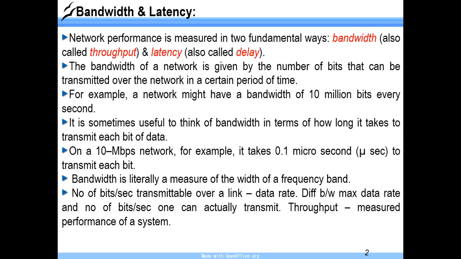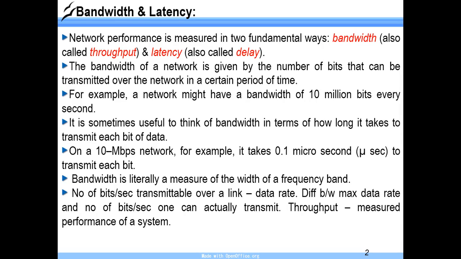For example, if a telephone line supports a frequency band ranging from 300 to 3300 hertz, then it is said to have a bandwidth of 3000 hertz, 3300 minus 300. Bandwidth in this context is measured in hertz, and it refers to the range of signals that can be accommodated over a particular link.